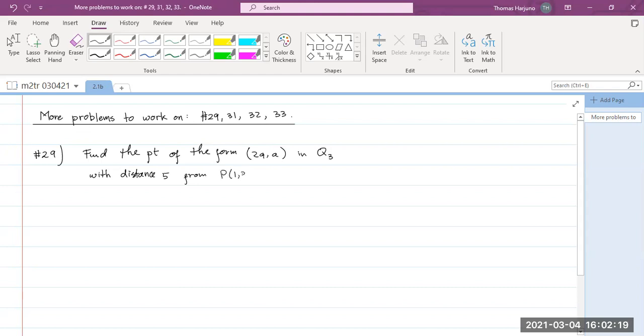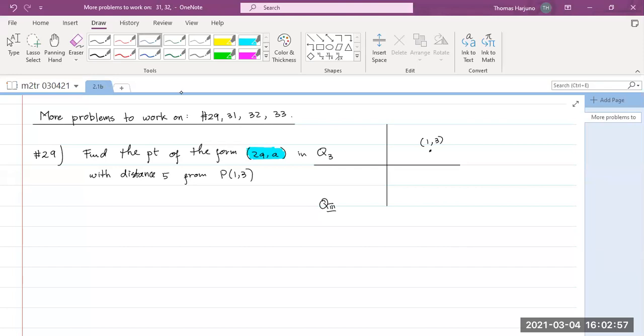1, 3. So pictorially, let's say I have coordinate 1, 3. And we want to find a coordinate in quadrant 3 whose distance is 5, yet at the same time it is of this form.